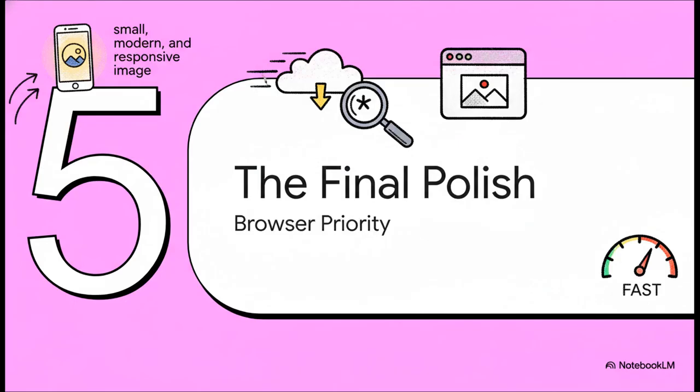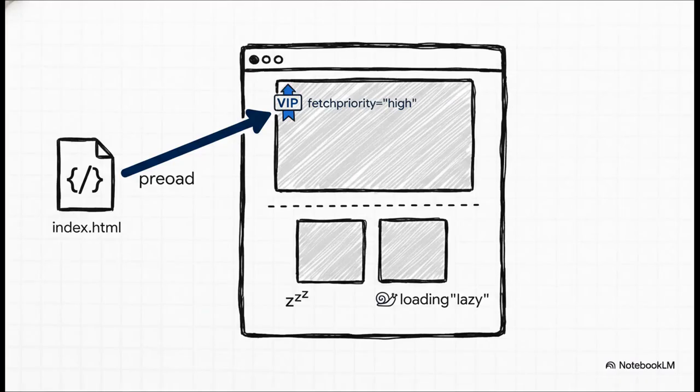We are in the home stretch now. Our image is small, it's modern, it's responsive. The very last piece of the puzzle is to just give the browser a little nudge and say, hey, you see this image right here? It's really, really important. Please load it first. And we can do that with a couple of simple HTML attributes.